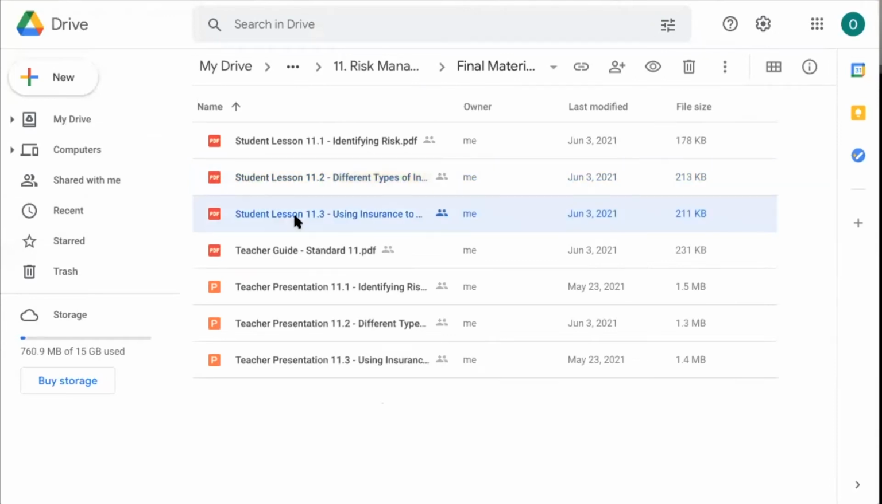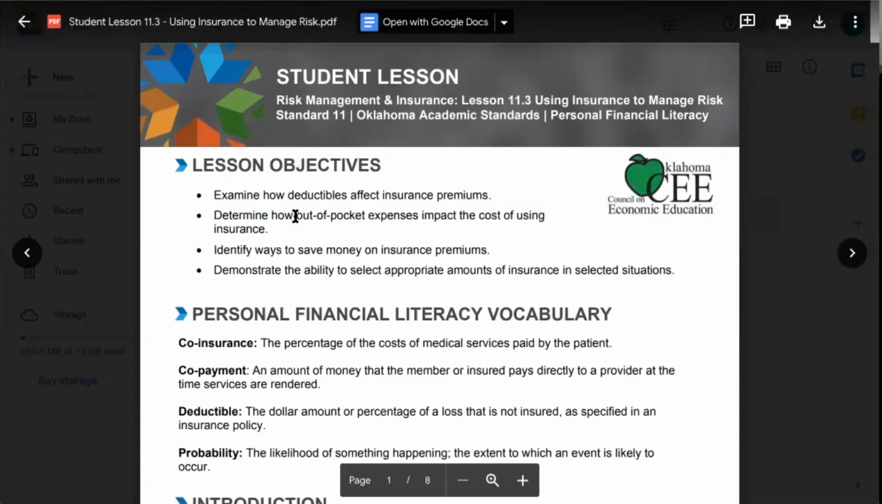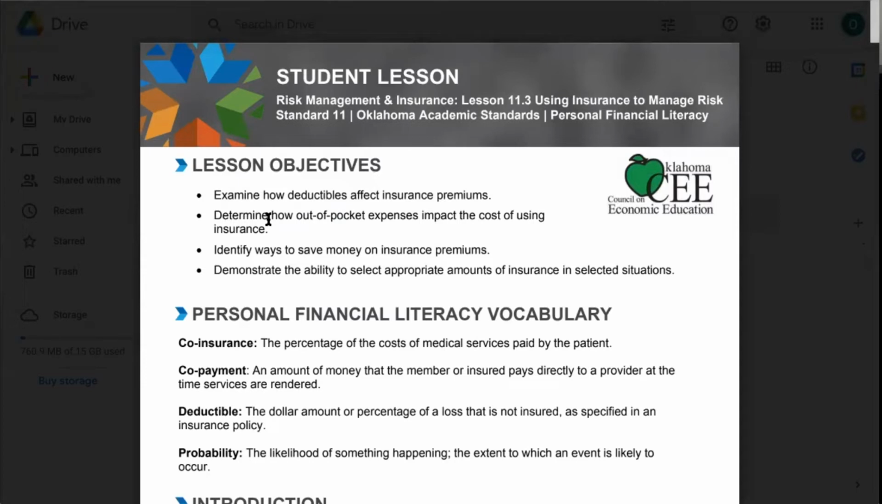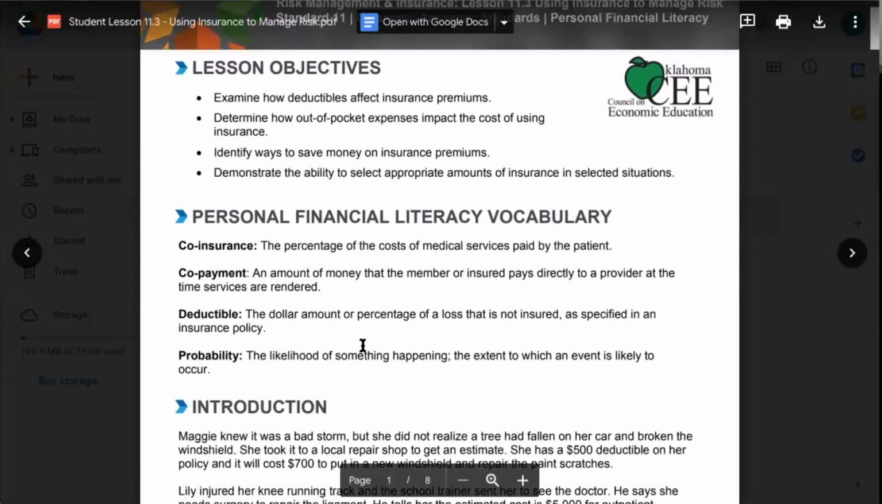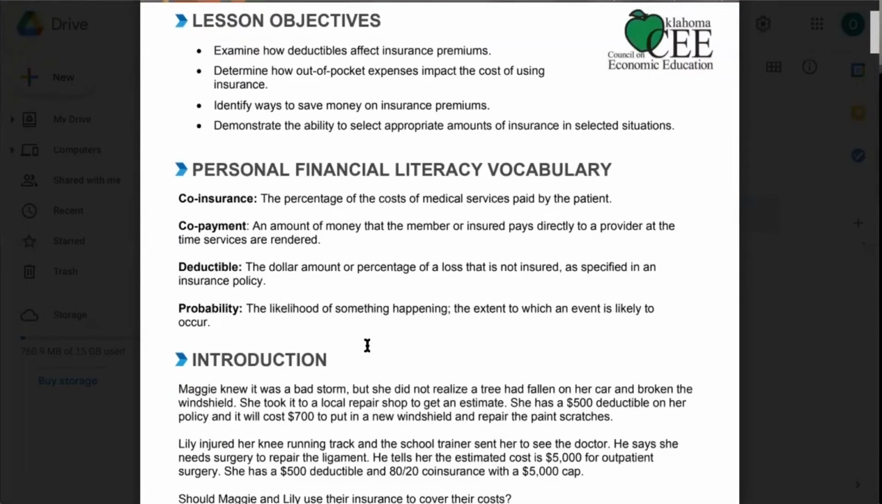So moving on to lesson 11.3, using insurance to manage risk. In this lesson, we're going to be examining how different deductibles affect insurance premiums, determining how out-of-pocket expenses impact the cost of using insurance, identifying ways to save money on insurance premiums, and also having students demonstrate the ability to select appropriate amounts of insurance and selected insurance. So we have our vocabulary words: co-insurance, co-payment, deductible, and probability.